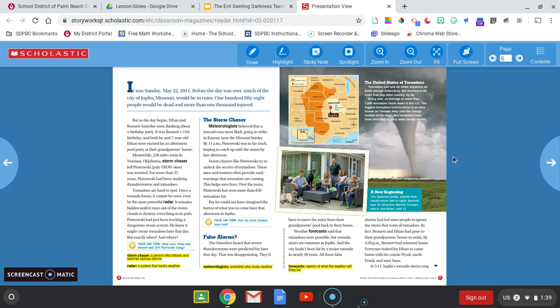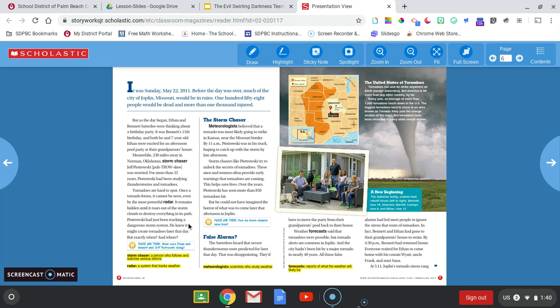But as the day began, Ethan and Bennett Starley were thinking about a birthday party. It was Bennett's 11th birthday, and both he and 7-year-old Ethan were excited for an afternoon pool party at their grandparents' house. Meanwhile, 230 miles away in Norman, Oklahoma, storm chaser Jeff Petrowski was worried. For more than 35 years, Petrowski had been studying thunderstorms and tornadoes. Tornadoes are hard to spot. Once a tornado forms, it cannot be seen, even by the most powerful radar. It remains hidden until it roars out of the storm clouds to destroy everything in its path.